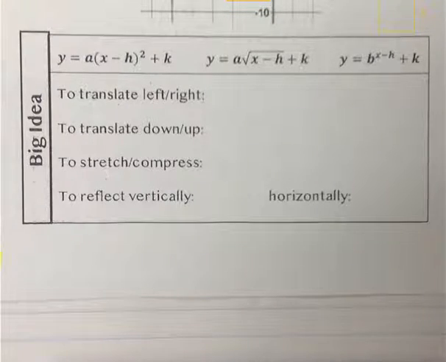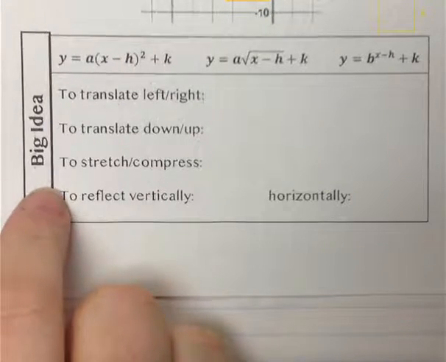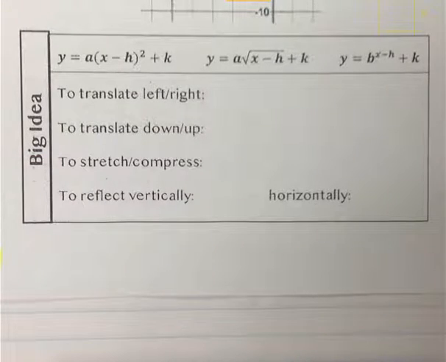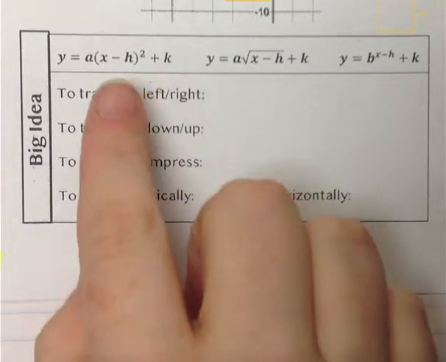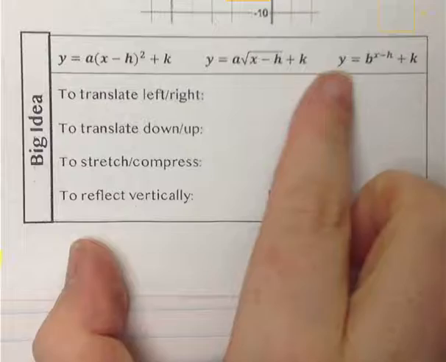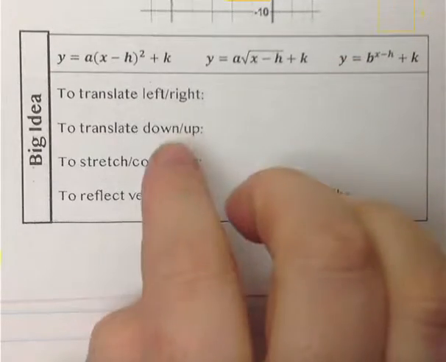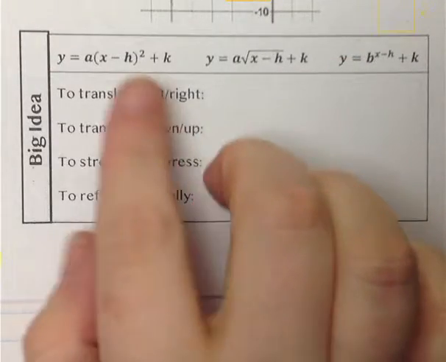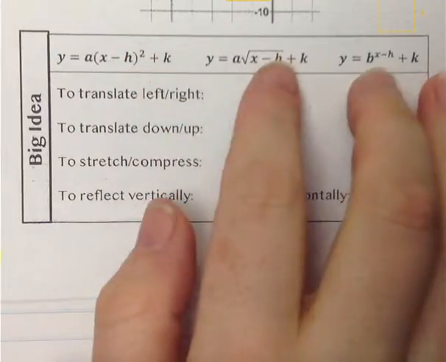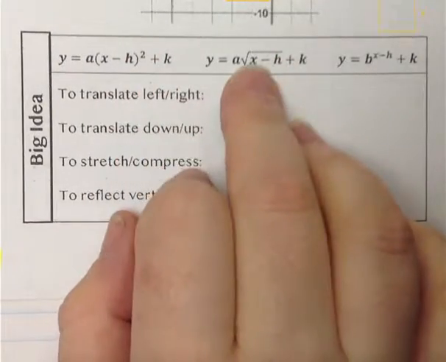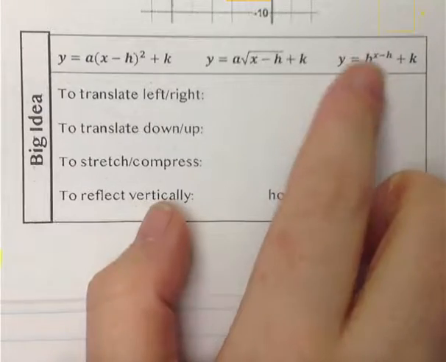This video is on function transformations. This is just talking about the big idea of function transformations, just to remind you what they all look like. The general forms all have a, h, and k, regardless of what type of function it is. So these are just three different ones we have. We have a quadratic, a square root, and an exponential.